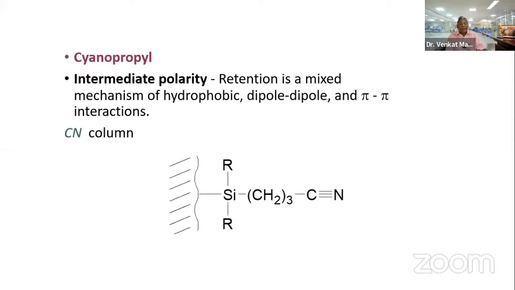This is a cyanopropyl column, which we call intermediate polarity, where retention is a mixed mechanism of hydrophobic, dipole-dipole interaction, or pi-pi interaction. What are these? We will see very quickly now.